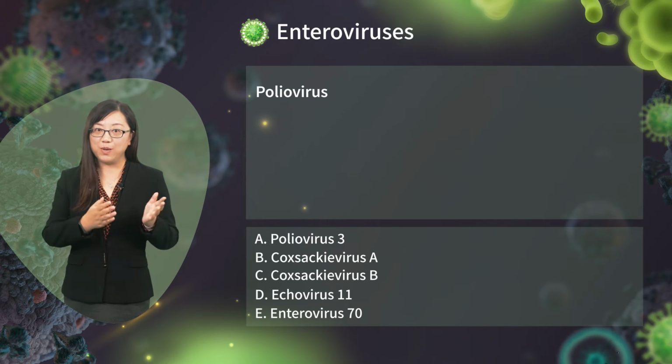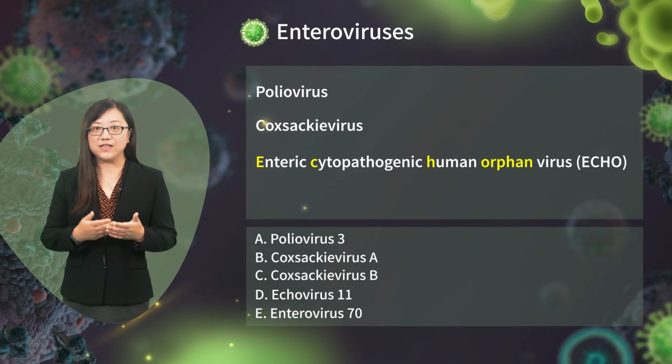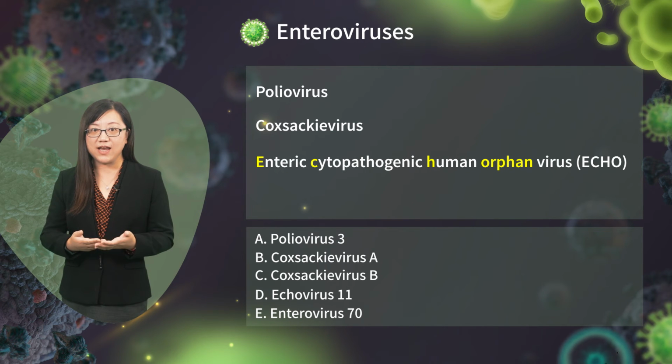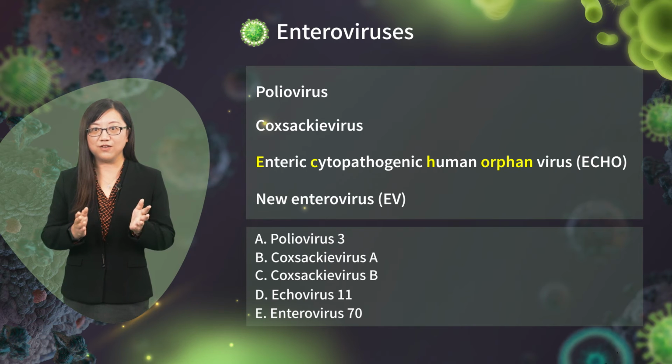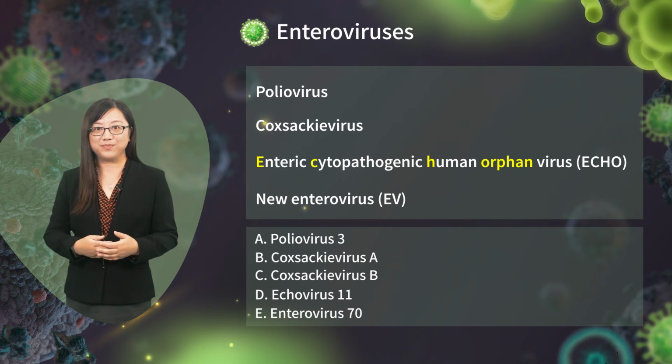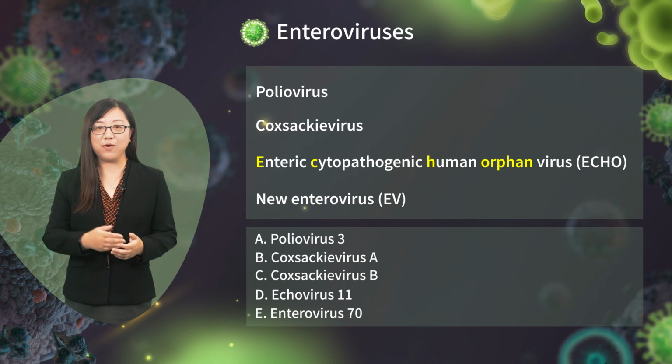Enteroviruses include poliovirus, Coxsackie virus, enteric cytopathogenic human orphan virus, ECHO, and the new enterovirus, EV. Coxsackie viruses are named after the town of Coxsackie, where they were first isolated. The name echovirus is derived from enteric cytopathic human orphan virus.